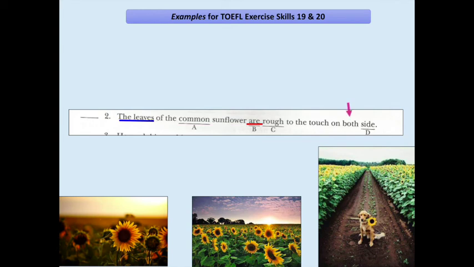Then we see this expression, both. We know that both is only used with plural nouns. But look, side is not plural. So, our answer is D. This should be sides because both is used with plural nouns.